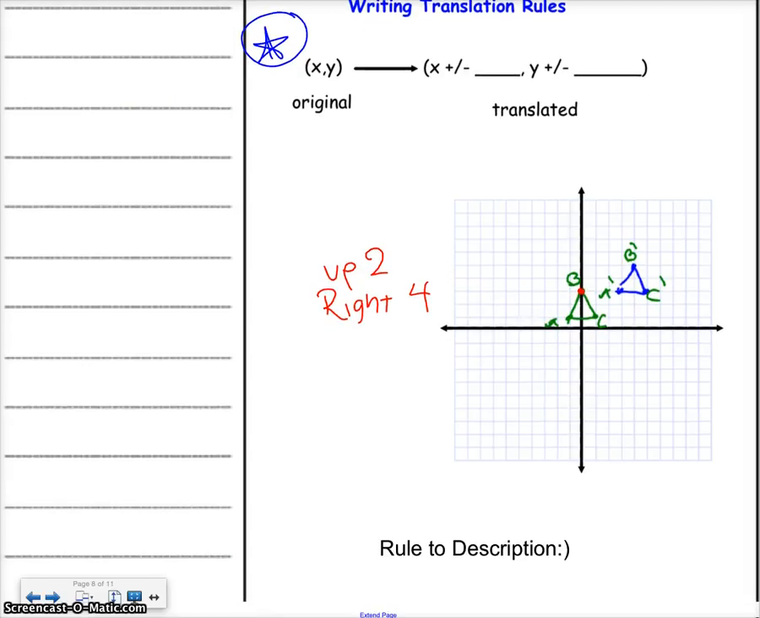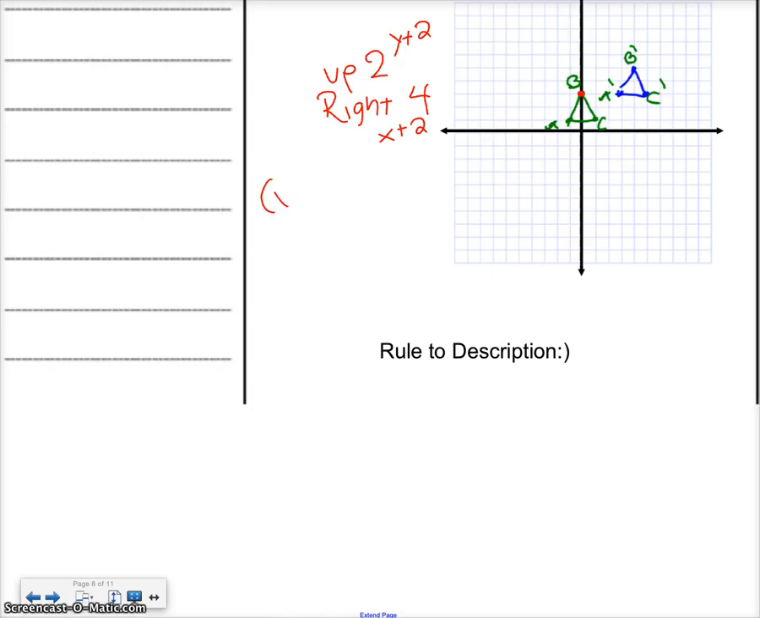So up 2 means that y is going to be y plus 2. To the right 4 means that x is getting bigger. So I went x plus 4. And then I turn it all into that big long template. So take your (x, y) point and slide it to (x plus 4, y plus 2).